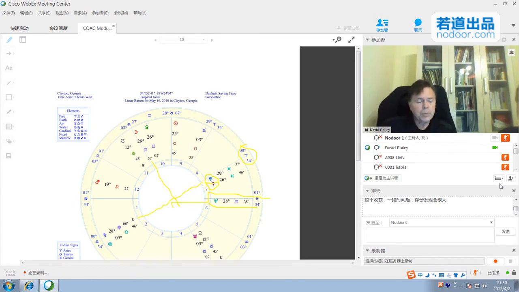The doctor thought she was going to die. She thought she was going to die, and I thought she probably was too. But she lived 7 more years. Okay.